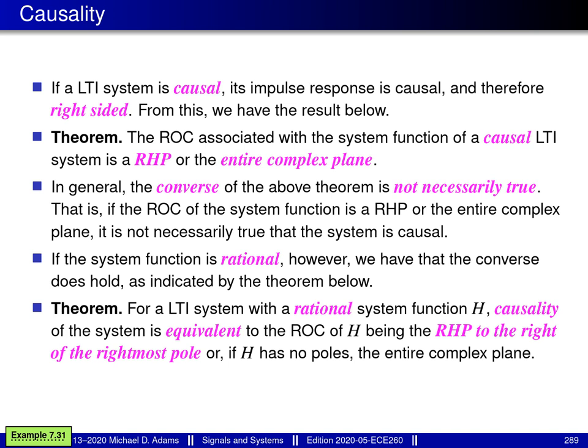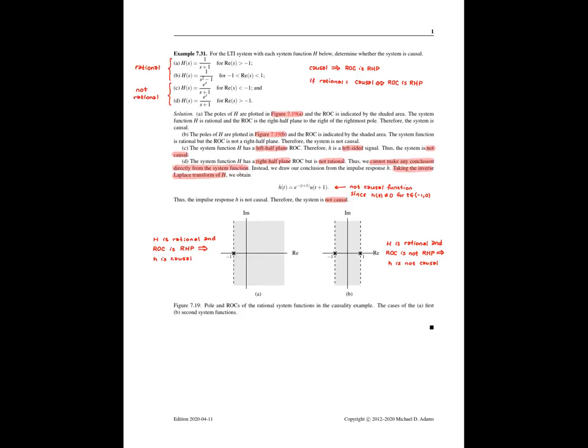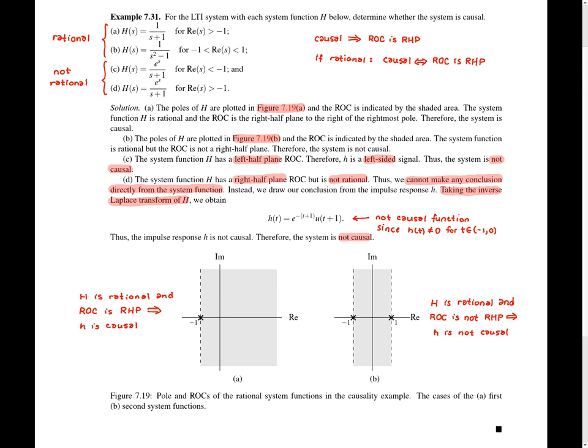At this point, I'd like to consider an example to show how we can make use of the theorems presented on this slide. In particular, I'd like to consider example 7.31. In this example, we're given four linear time invariant systems, each with the system function denoted by big H, and we're asked to determine whether each of these systems is causal. More specifically, the four functions for big H that we're asked to consider are the four functions that are given here.